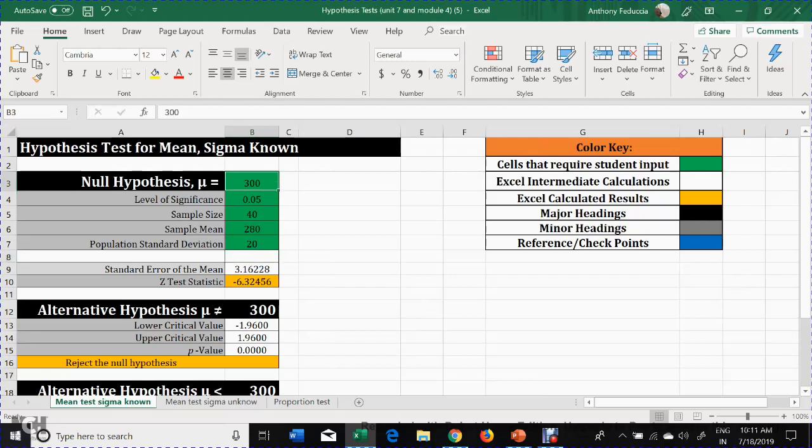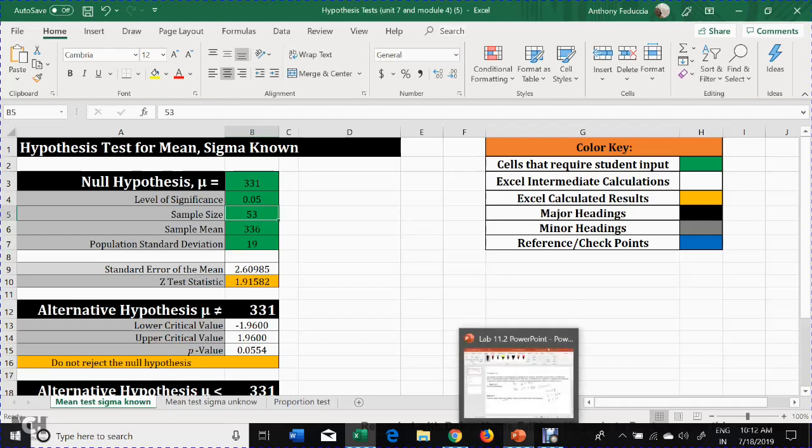the null hypothesis mu here, which is 331, and the level of significance is 0.05. The sample size that she used was 53. The sample mean, 336. I'm just taking these from the problem. And the population standard deviation, remember, I had to take the square root of the variance. It was 19. So we click that, and you see the z test statistic here at 1.92. 1.92 is the test statistic.